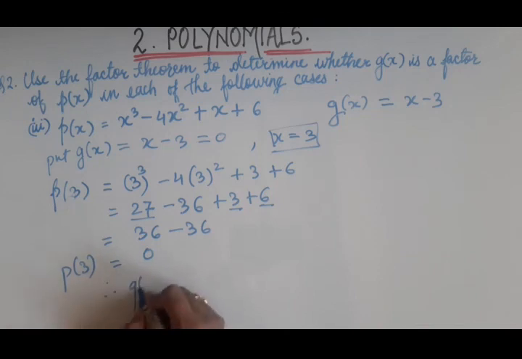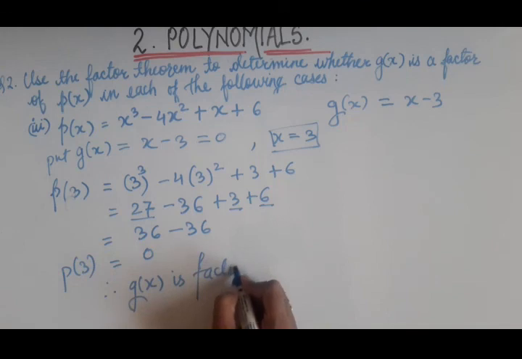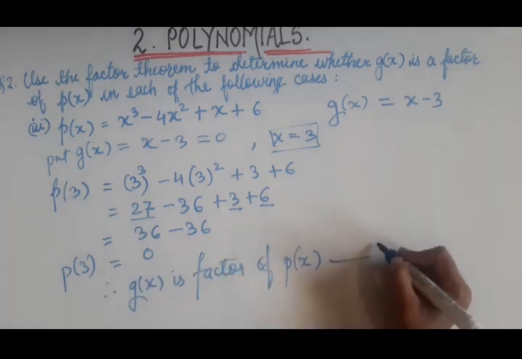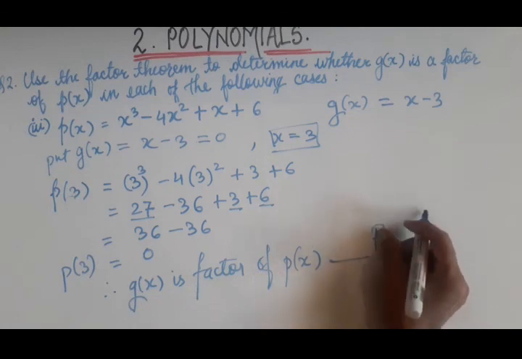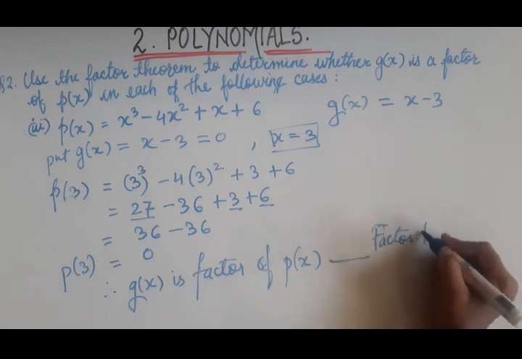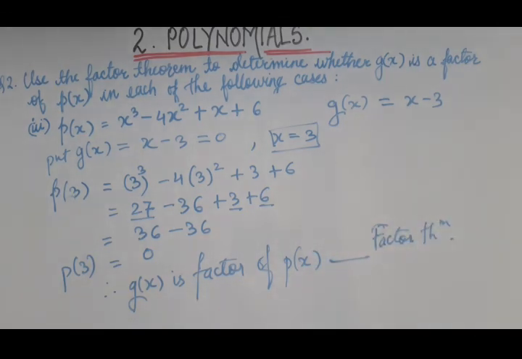Therefore, g of x is a factor of p of x. This is what you have used here. Factor theorem. Okay, using factor theorem. So here we complete the second question, and now let us move to the third one.